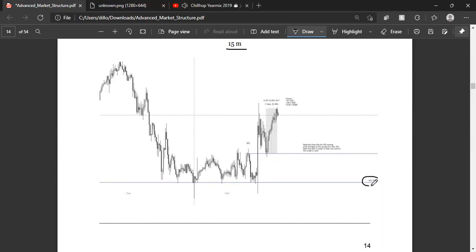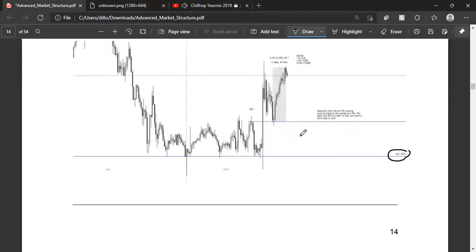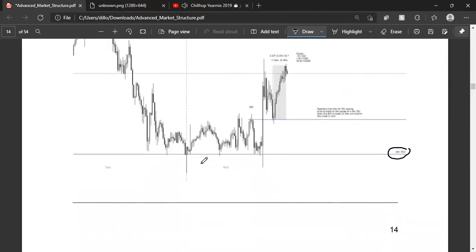You can see right here, this 4 hour point of interest, we had multiple rejections from it, right? But if you notice, none of these rejections until this one really gave us that strong push to the upside, that real direction, that break of structure.